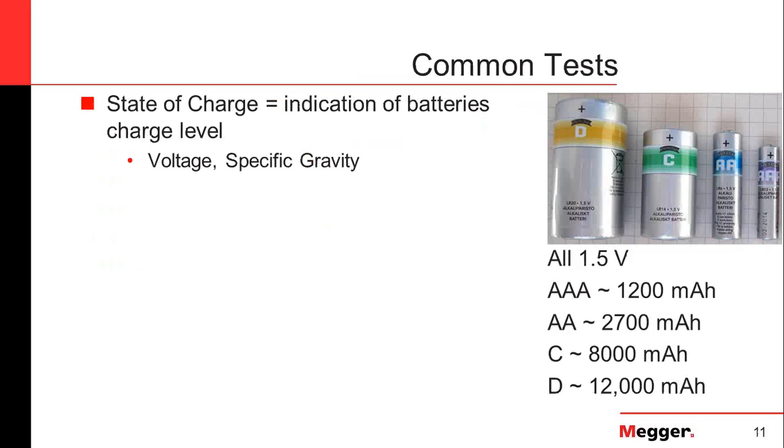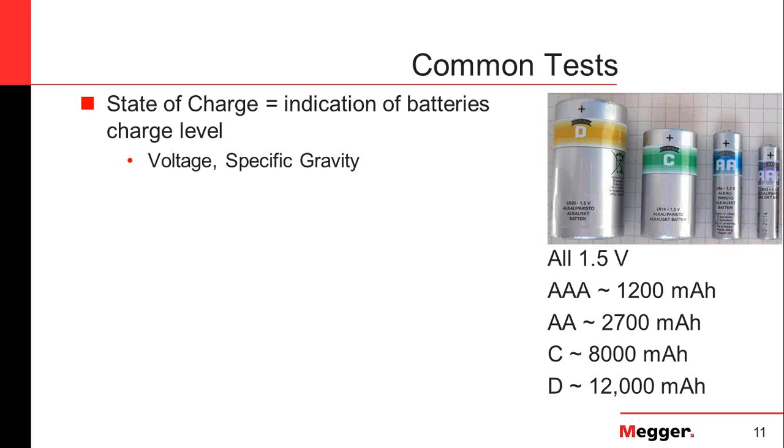Now, there's a couple terms I want to introduce. You may be familiar with these if you attended one of our previous battery seminars, but we talk about state of charge, and that's an indication of the battery's charge level. The two main measurements that people use for that are voltage or specific gravity.